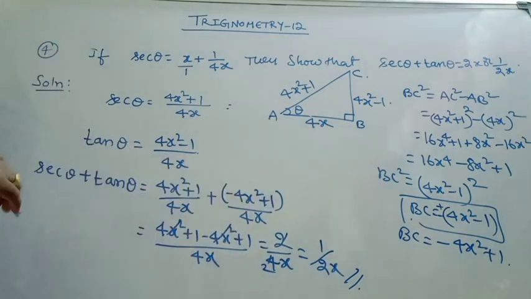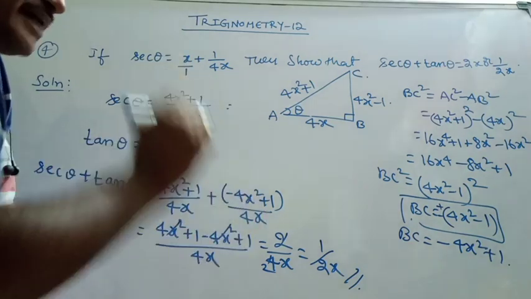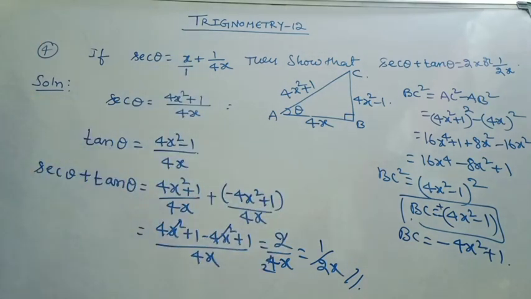Once, if you take plus, you are getting 2x. Once, if you take minus, you are getting 1 by 2x, right? In this way, you will be doing this particular problem.